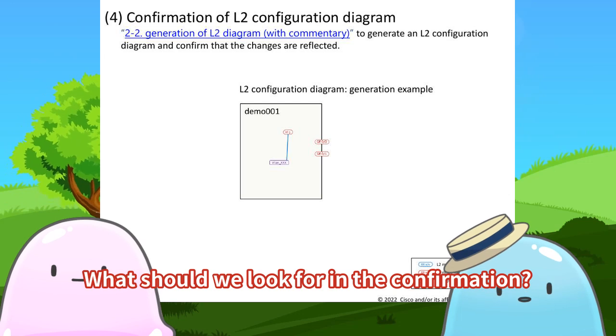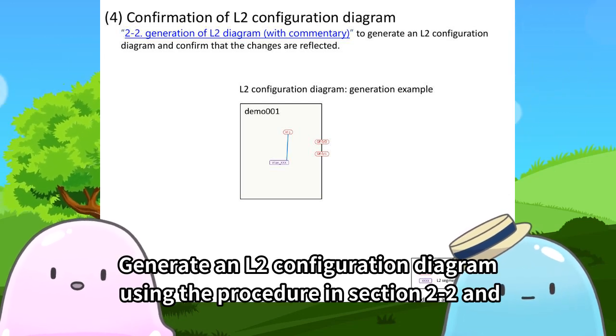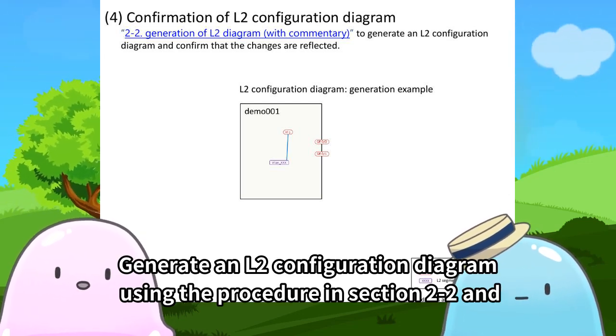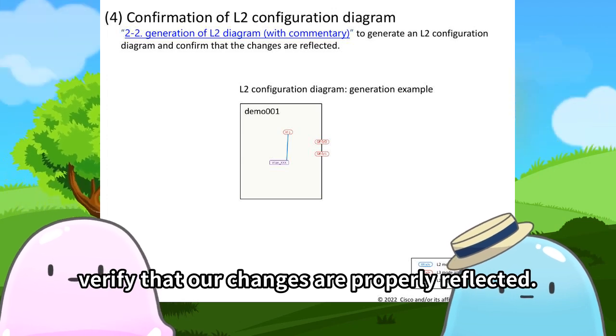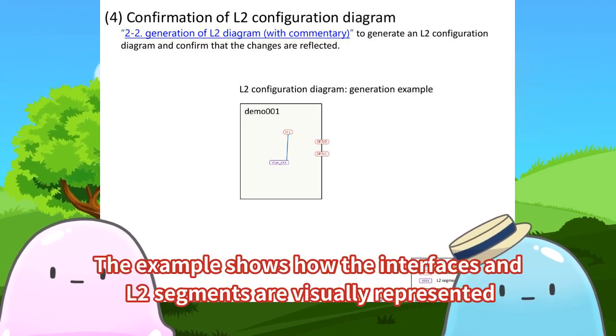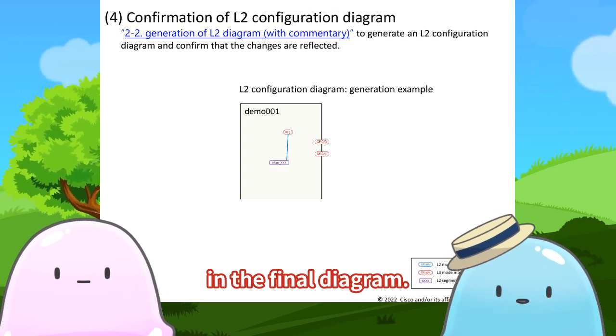Finally, step 4 is confirming our L2 configuration diagram. What should we look for in the confirmation? Generate an L2 configuration diagram using the procedure in section 2.2 and verify that our changes are properly reflected. The example shows how the interfaces and L2 segments are visually represented in the final diagram.